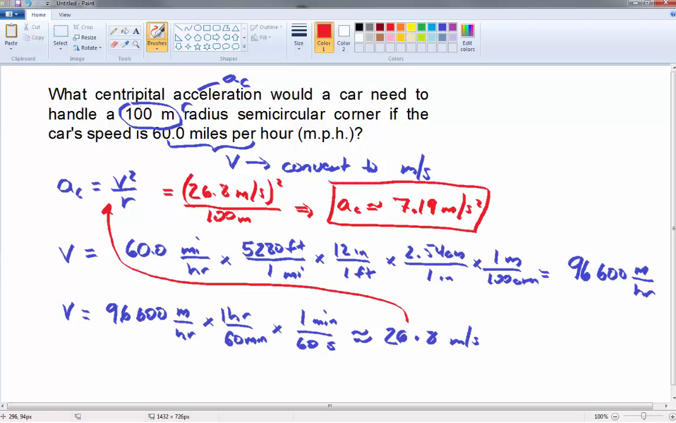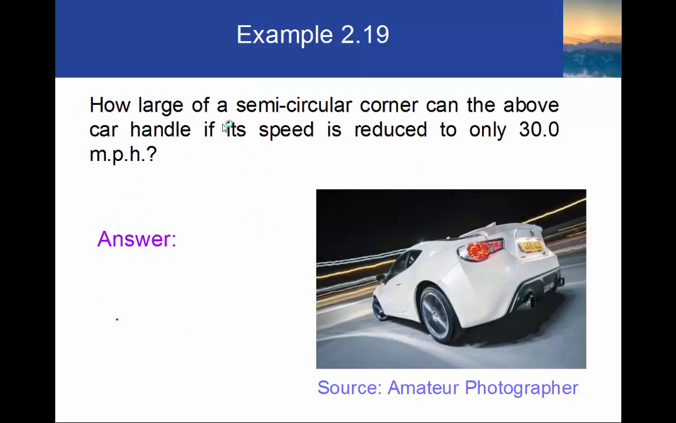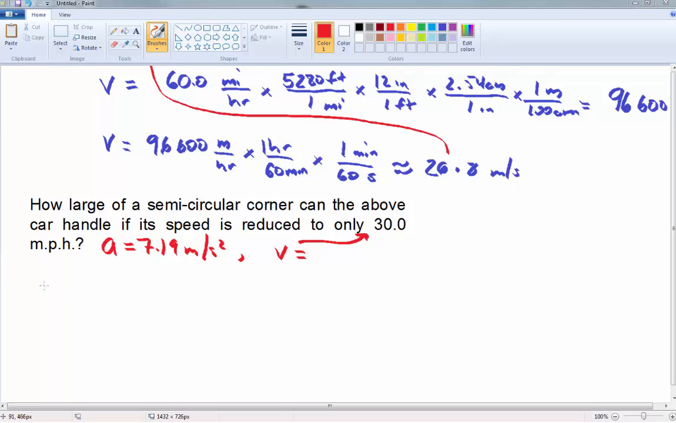The second part of this question then asks, how large of a semicircular corner can this car handle, assuming that it has the same tires that we just designed, but now it's only moving at 30 miles per hour. So same equation, different form. Again, we can use that the centripetal acceleration is the speed squared divided by the radius. Now we want to solve for the radius. So radius times centripetal acceleration is speed squared. That means that the radius is the speed squared divided by the centripetal acceleration.